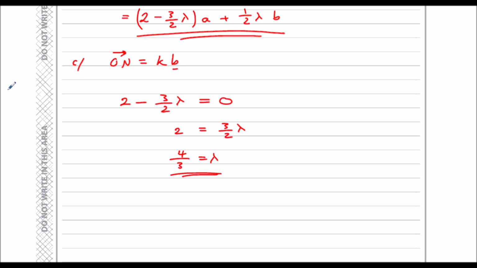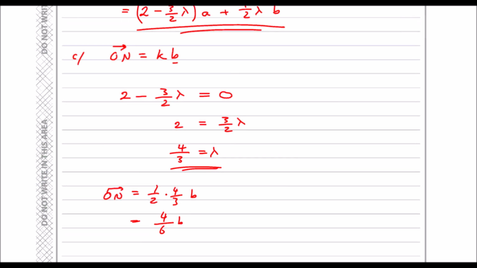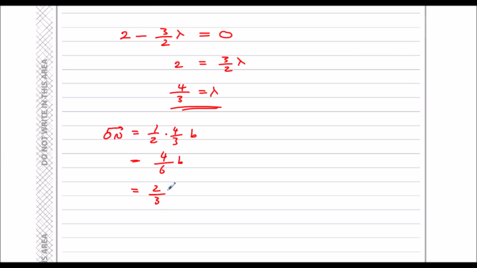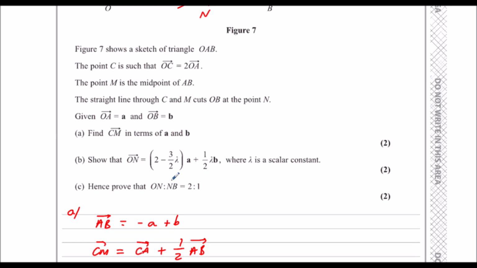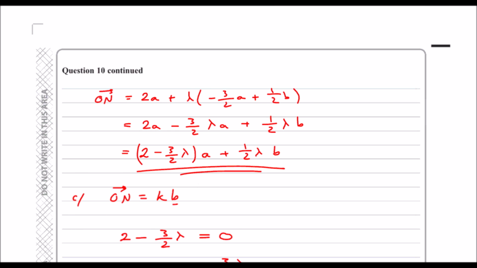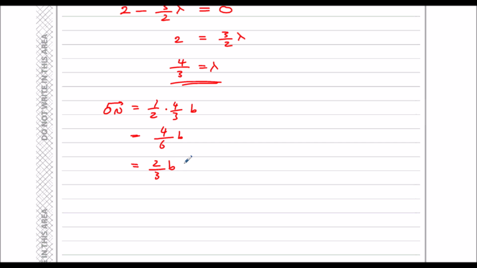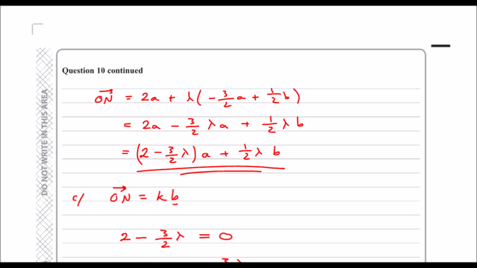So what is O to N? It is half times 4/3 b. Which is 4/6 b, which is the same as 2/3 b. So we had to prove that O to N is 2 parts and N to B is 1 part. So O to N is 2/3 of a b. O to B is a b.